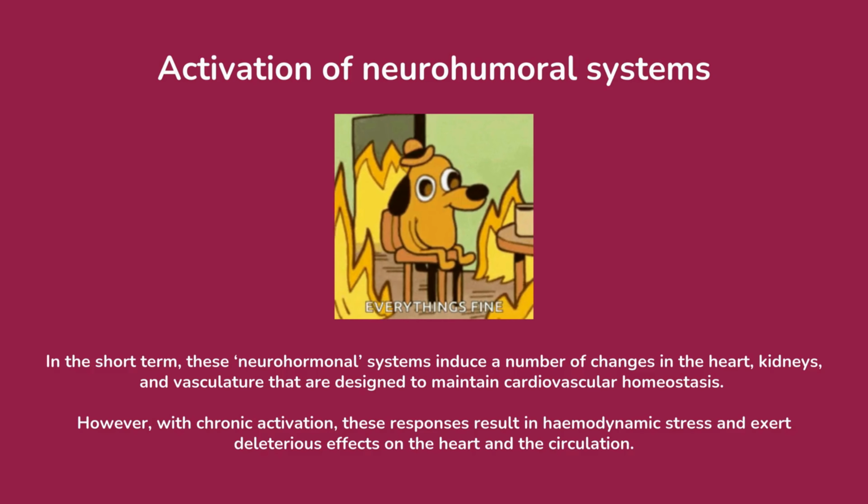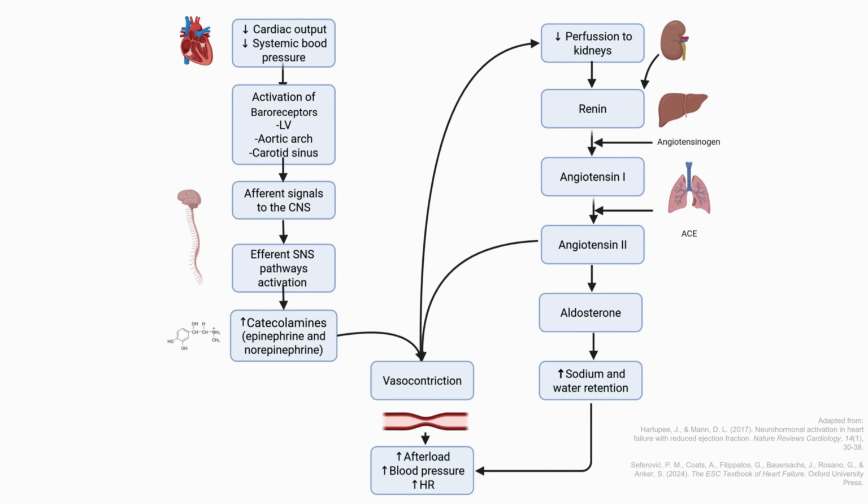So, at first, the activation of the systems induces a number of changes in the heart, kidneys, and vessels that are designed to maintain cardiovascular homeostasis. However, with chronic activation, these responses result in hemodynamic stress and injure the heart even more.